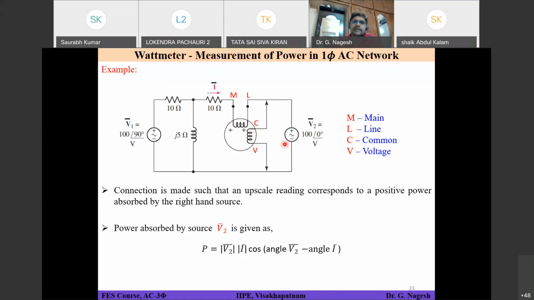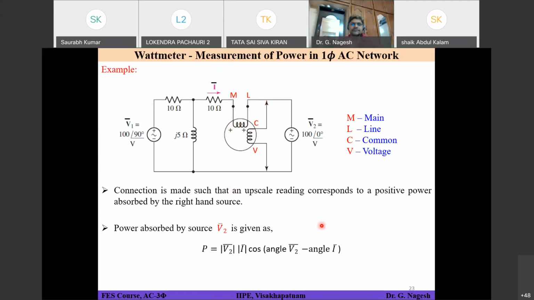Sometimes this C can be on this point also. Previously they used to use this connection, that means L and C are joined. Now in the latest wattmeters, what they are doing is M and C they are going to join. That means this terminal will be at this point. That's all.